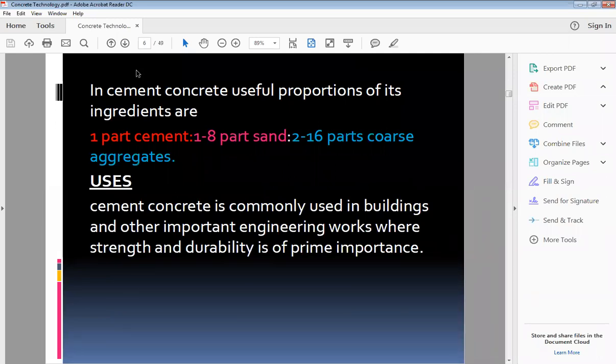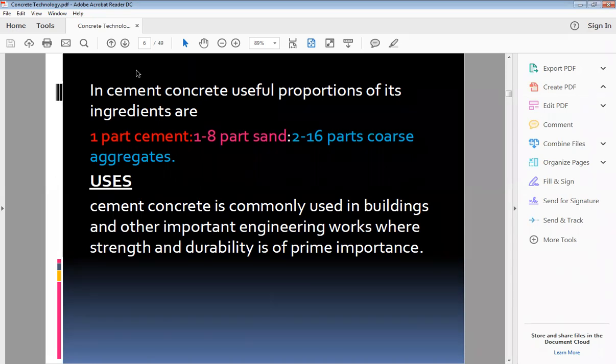As we already discussed, there are different grades of cement concrete we are using, and we pick a ratio. Suppose in this part we take the example 1:8:16. So 1:8:16 means the first part is cement, 8 parts is sand, and 16 parts is coarse aggregate. So we have three parts in the ratio.